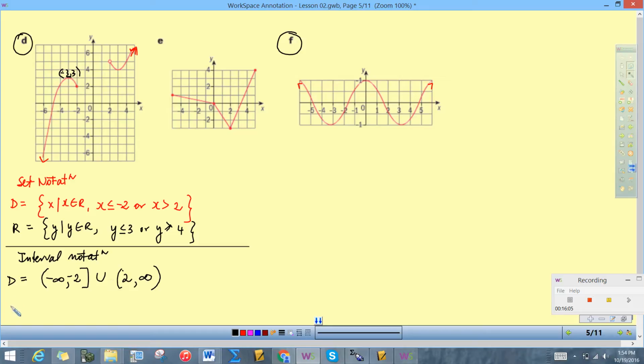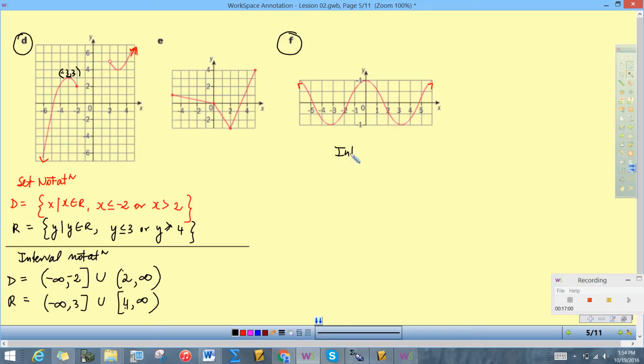So then if I have to do the range now, the range, starting from the bottom, would go from negative infinity up to 3, where 3 is included, and a union with 4, and that's going to be a square bracket because it's included, 4 all the way to infinity, where we have a round bracket.